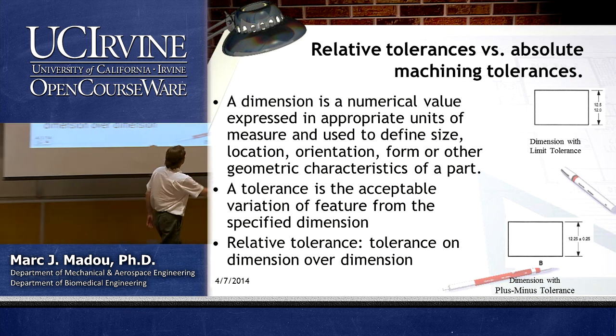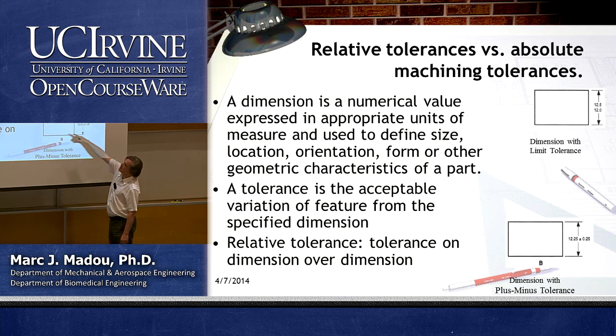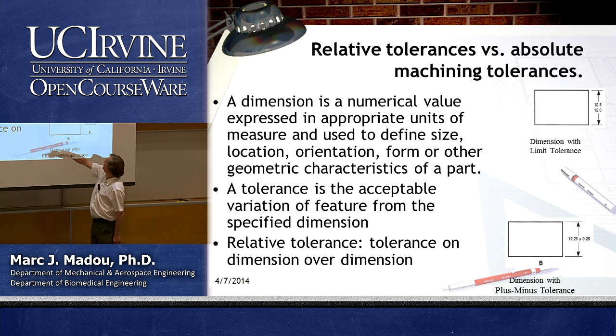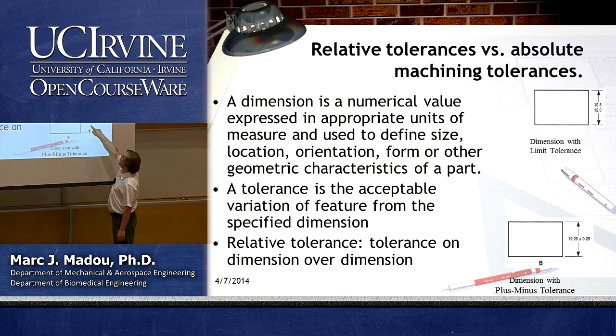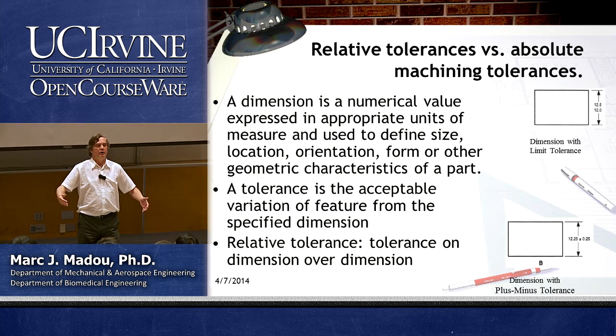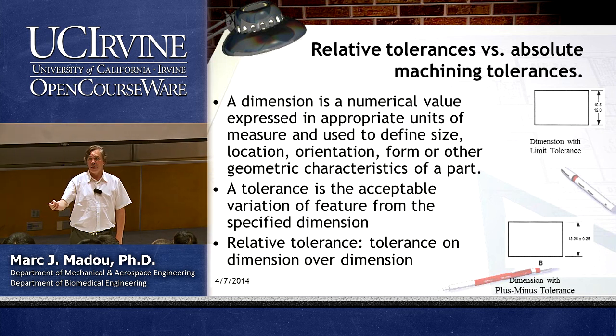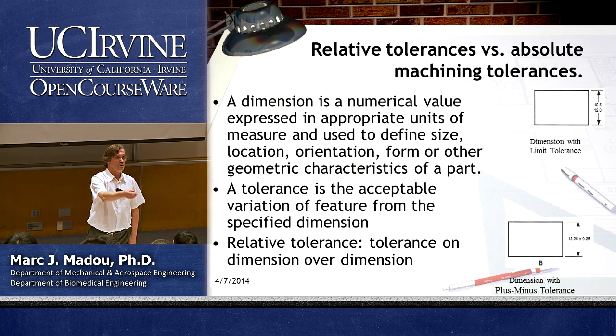And so here, you see plus or minus 0.25, let's say microns. That's the acceptable variation. Now, if I divide 0.25 by 12.25, I have the relative tolerance. Another example, you have 100 centimeter and your tolerance is plus or minus 1 centimeter. What is the relative tolerance? 1%. Why is that important?